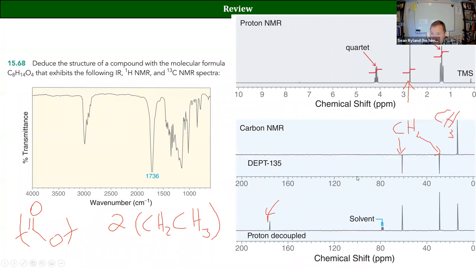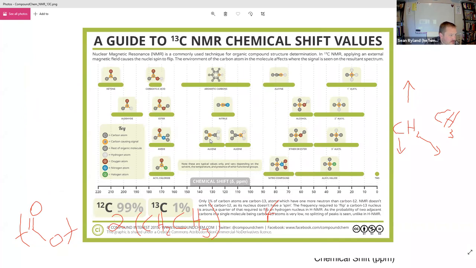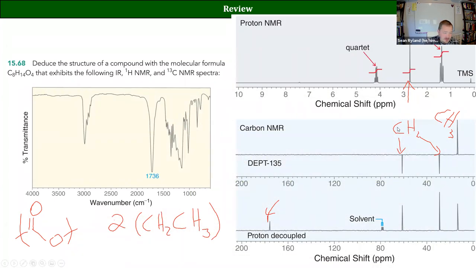How could we arrange all this? Maybe like an anhydride? Except an anhydride would give us an odd number of oxygens, right? An anhydride has three oxygens in the functional group. And plus, anhydrides aren't separately called out on here, but I would expect them to be a little bit more deshielded. But anhydrides are symmetrical, so that's a good thing to be paying attention to.